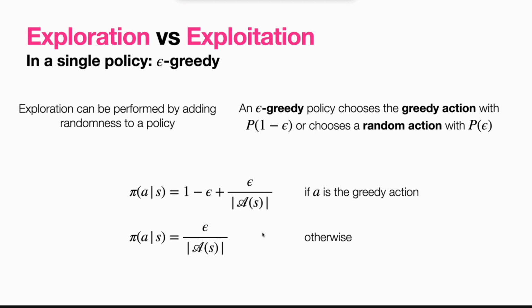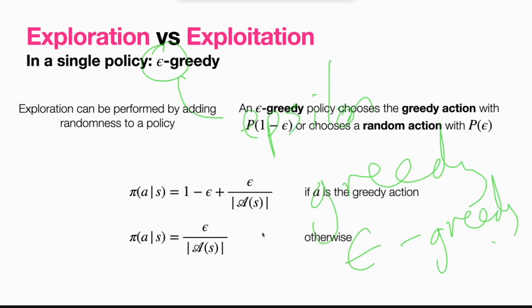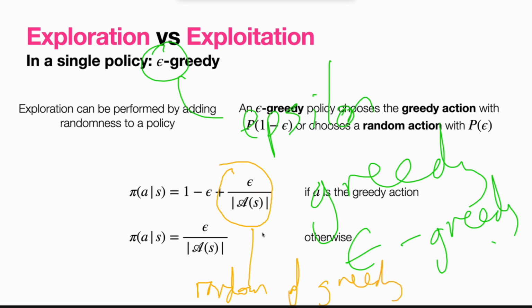And the reason this extra bit is here is because that's a kind of random chance of taking the greedy action. So what that's saying is that we've got probability epsilon distributed across the whole action set.